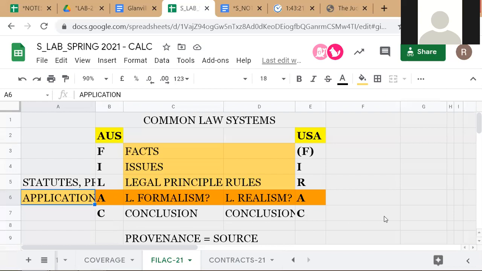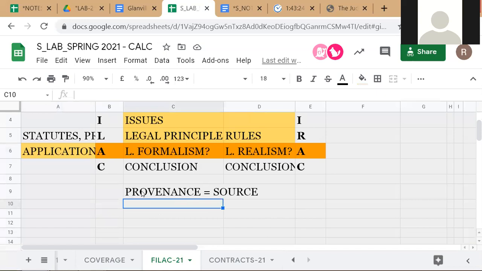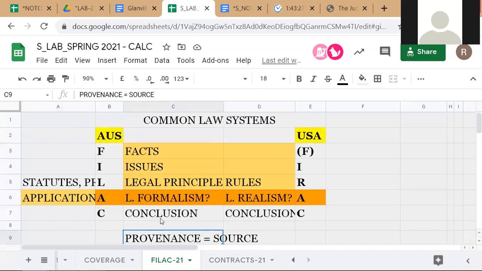Provenance is a new word that you can learn. Provenance refers to the source. So, the common element of common law systems is not the part that relates to the word common, but that all common law systems, like Australia, USA, India, New Zealand, and the UK, have one provenance, the common source of all of it, which is the English common law that was developed in the law courts in England, starting from the early 12th century onwards. That's why they're called common law systems, because they're derived from English common law.